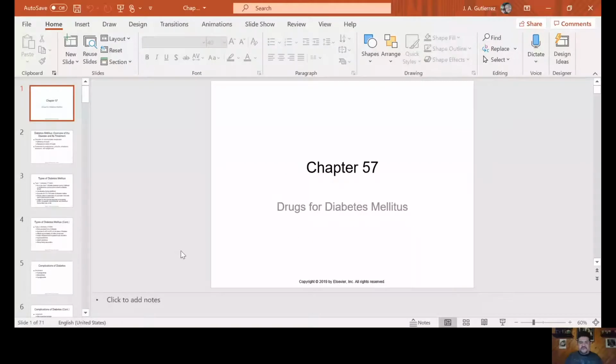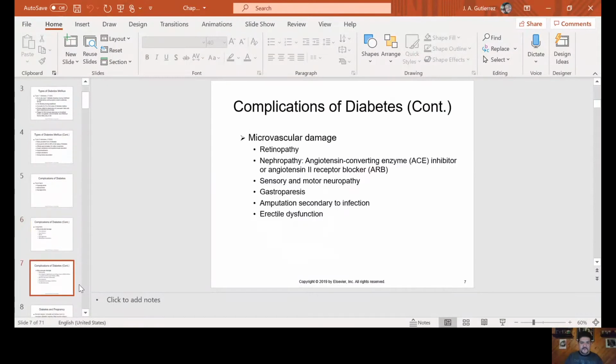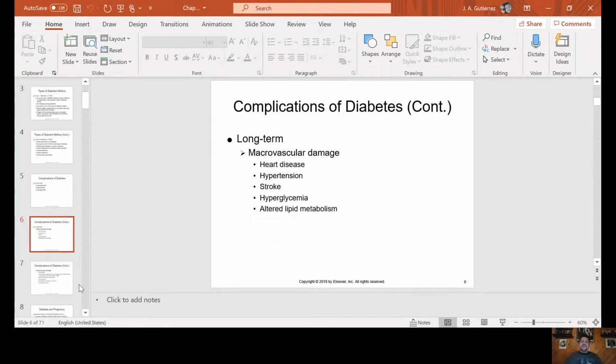So let me share a little bit the PowerPoint so we can see the long-term effects of diabetes. So just please be patient with me. Okay, here you go. So this is chapter 57. Complications of diabetes, long-term, it says here: macrovascular damage, heart disease, hypertension, stroke, hyperglycemia, altered lipid metabolism. Doesn't tell you much. So same thing, if you don't understand this, it's going to be very hard for you to explain things to the patient.